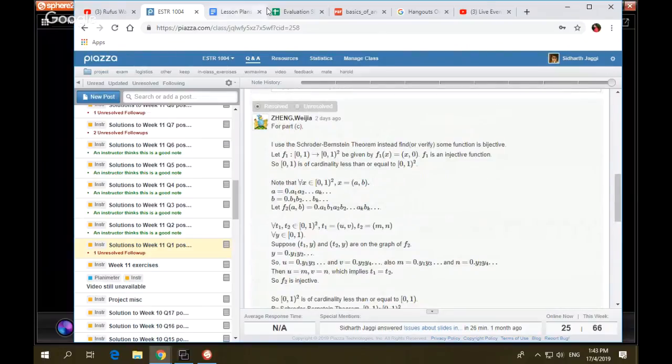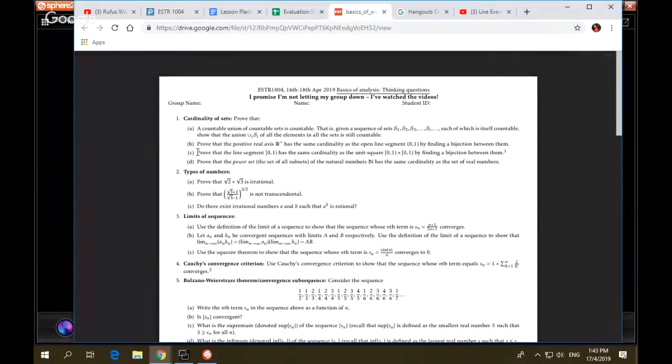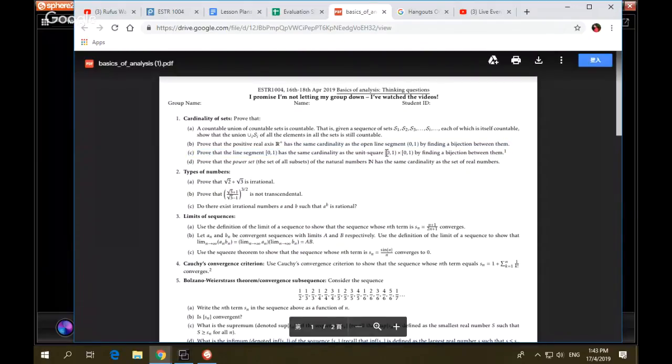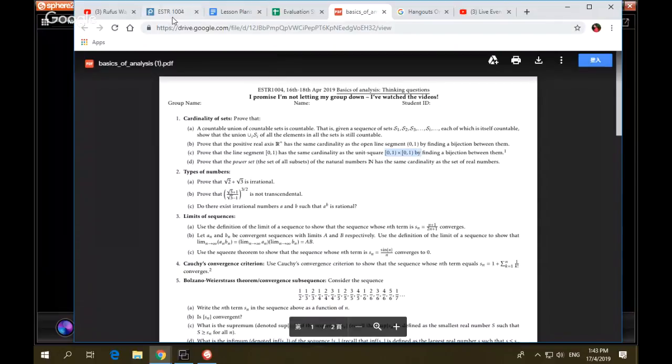Okay. So part C asks us to show, and now this one is maybe a little bit more surprising, that the line segment 0 to 1 has the same cardinality as the square 0,1 by 0,1, right? Now the square is two-dimensional. The line segment is just one-dimensional. So how are these two sets the same? And the point is, both of these are infinite sets. So in fact, it is possible to find such a bijection, right?